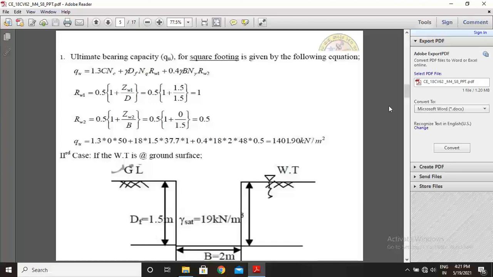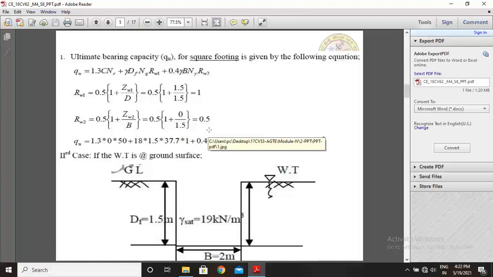So here RW1 is given by 0.5 times 1 plus ZW1 by D. So here 0.5 into 1 plus ZW1 is 1.5 meter divided by D is 1.5. So now we are getting 1. Now RW2 is given by the equation 0.5 times 1 plus ZW2 by B. So then substitute the values here. 0.5 times 1 plus ZW2 is 0 divided by B is 1.5. So the answer is 0.5, that is RW2.